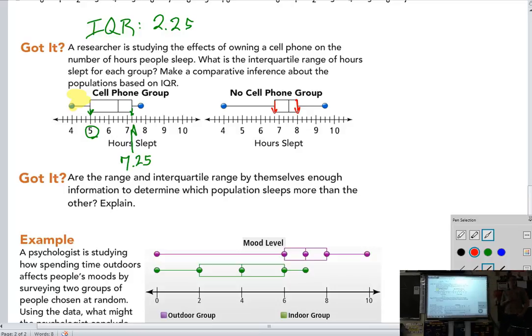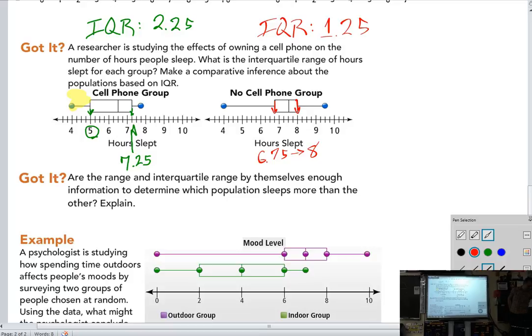Sean, what's it go to? From and to. It comes from 6.75 to 8. So your IQR is? So what inference could we make about the data sets?